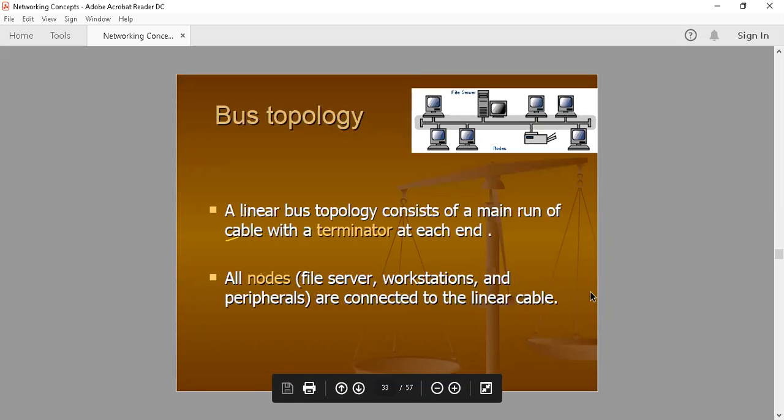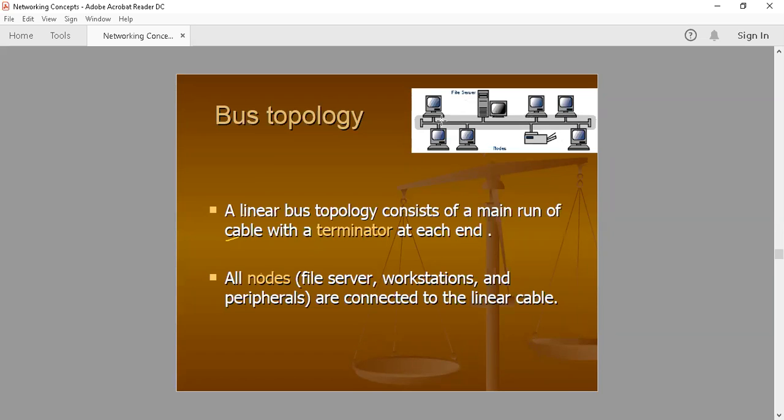Bus topology. A linear bus topology consists of a main run of cable with a terminator at each end. As you can see in our image, there is a terminator at each end and there is a single cable to which multiple systems are connected, a printer and a server. All nodes, file server, workstations and peripherals are connected to the linear cable.